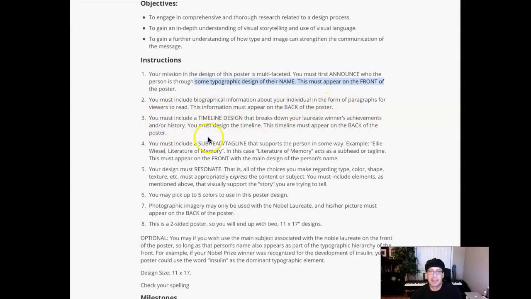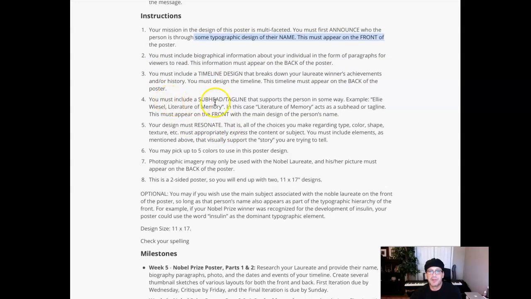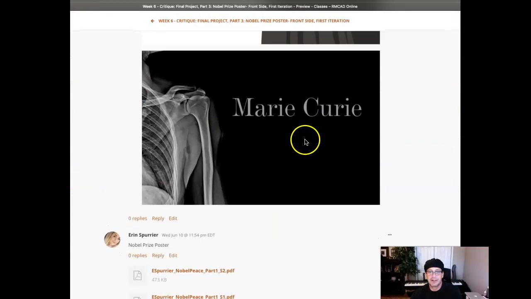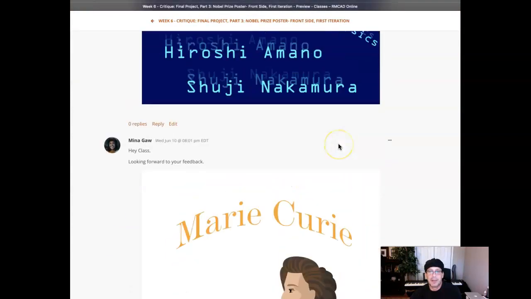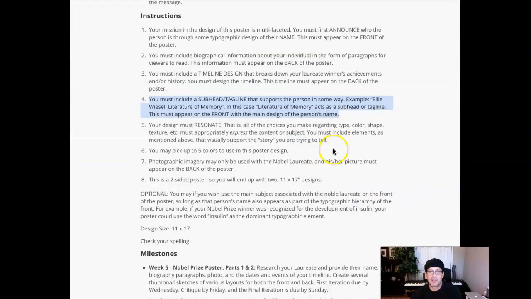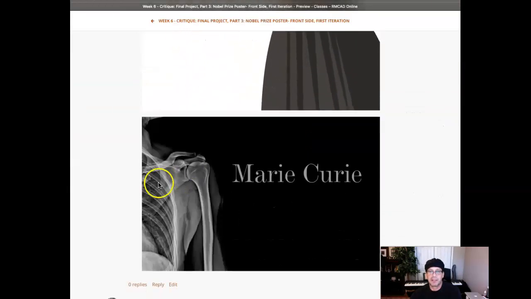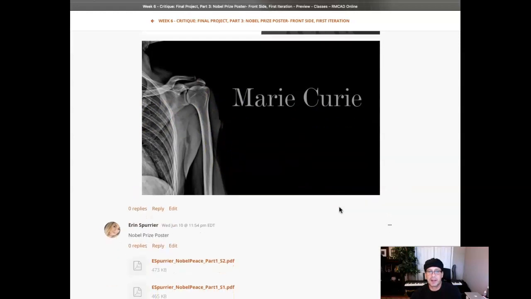A timeline must appear on the back of the poster. You must include a subhead or a tagline that supports the person in some way. That needs to be on the front of the poster. We don't see that here or here. So I guess, also let's go ahead and take a look. This is 11 by 17. Okay, this looks like it's indicative of 11 by 17. I'm not sure. Does that fit out at 17 by 11? I'm not sure. It doesn't quite look like it, but that's not to say it's not.